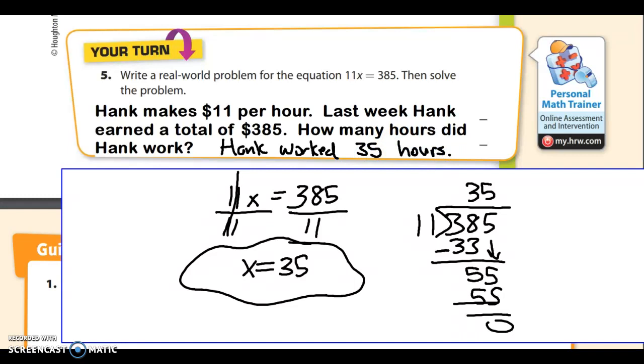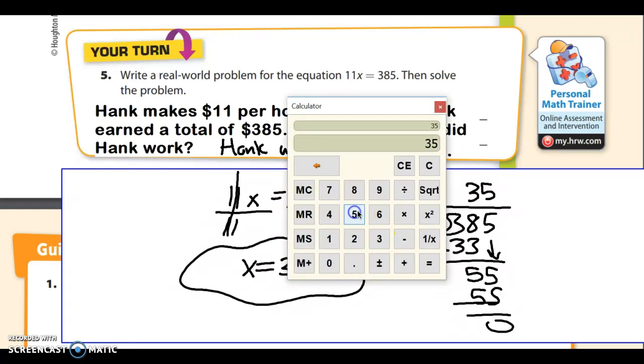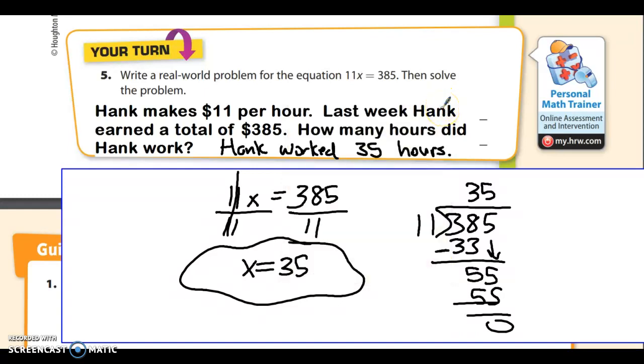And that should make sense, because if you work 35 hours and you make $11 each hour that you work, 35 times 11 is $385. Cool. We are done with page 315. Good job.